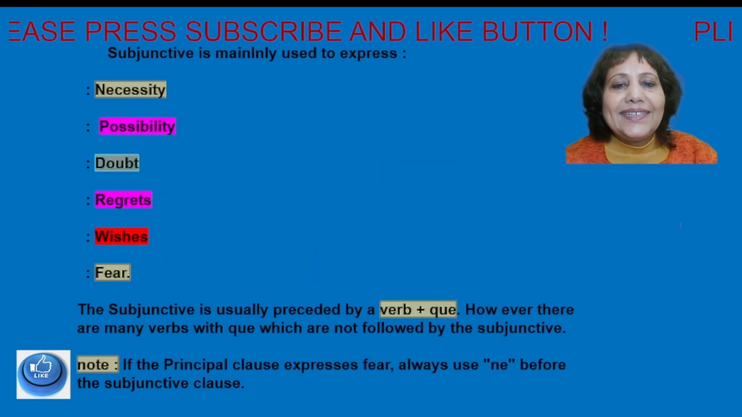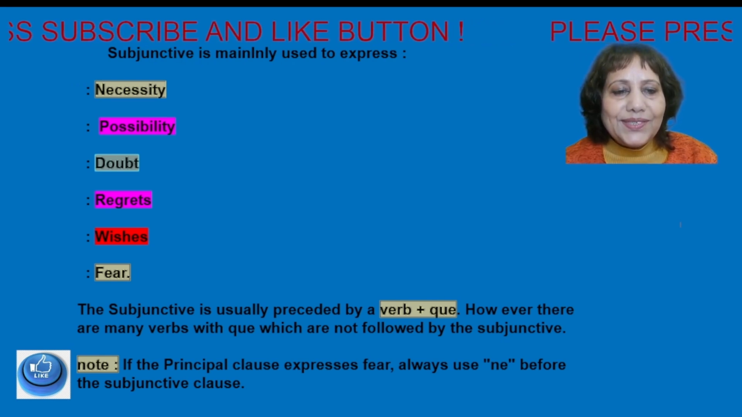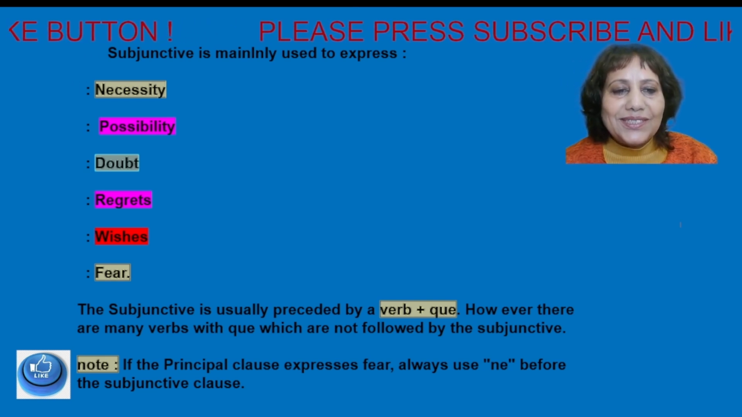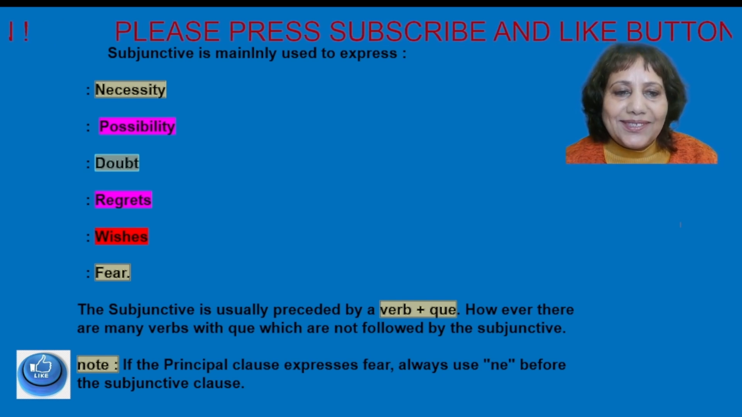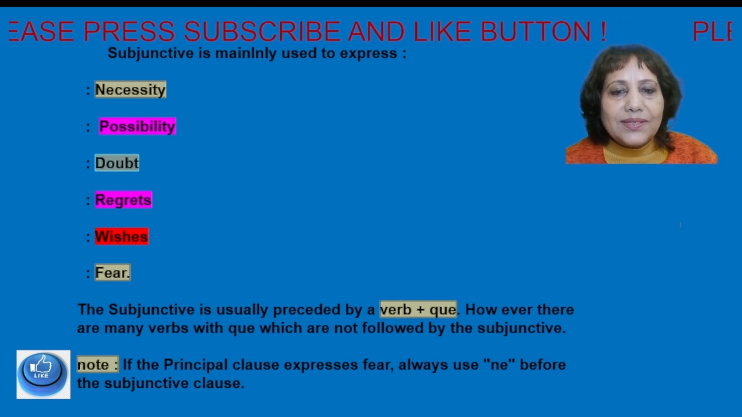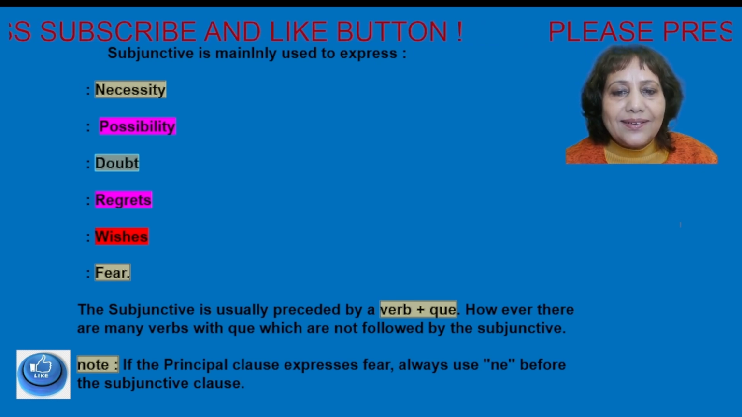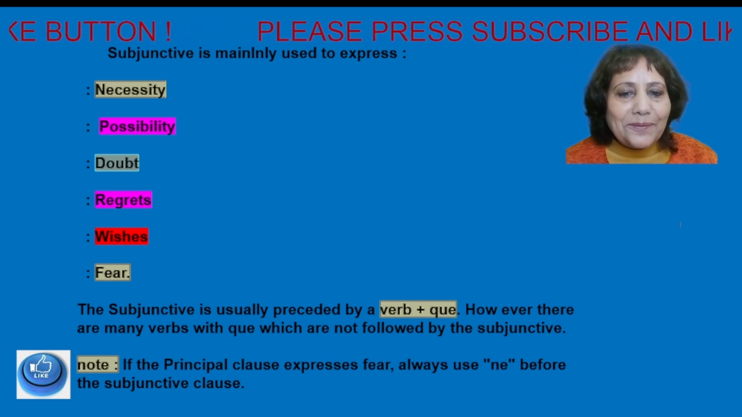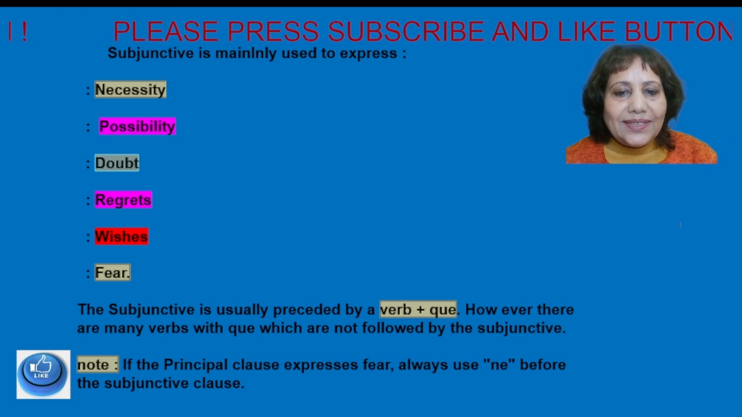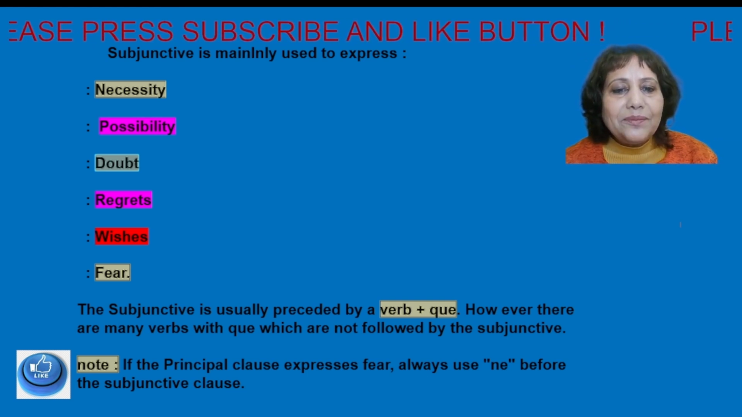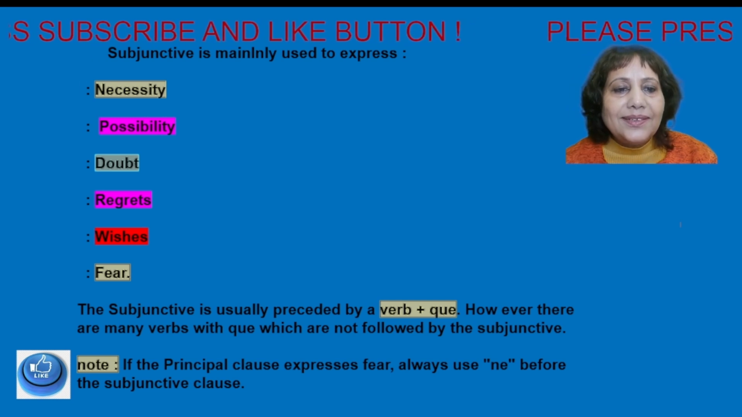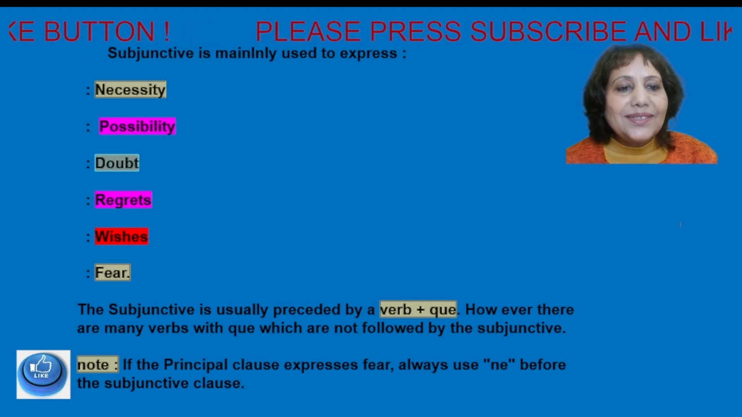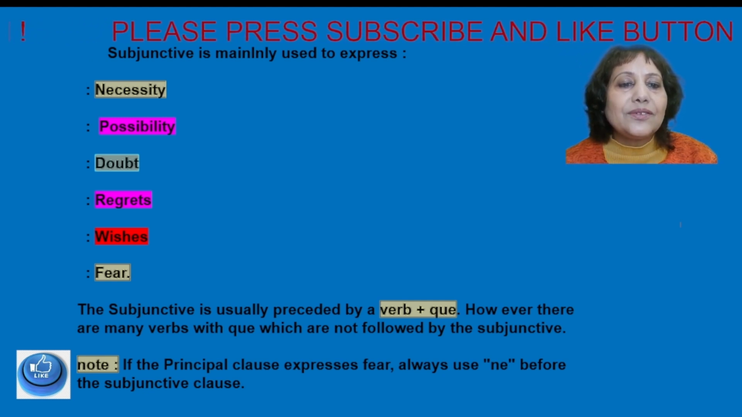Well, friends, subjunctive is mainly used to express these below mentioned emotions, feelings, or you can say expressions. Necessity, possibility, doubts, regrets, wishes, fear. If you want to express all these things, then we use subjunctive. The subjunctive is usually preceded by a verb, and then the verb will be conjugated in subjunctive mode only, which later on I am going to explain to you, plus que.